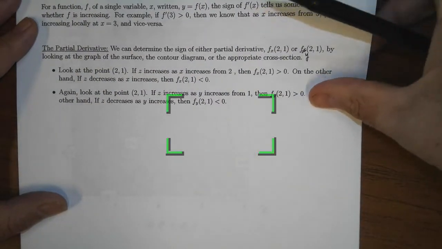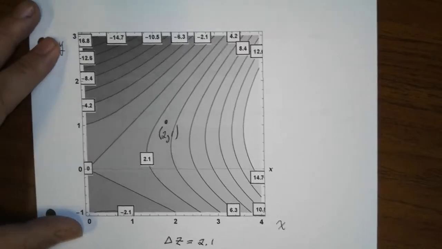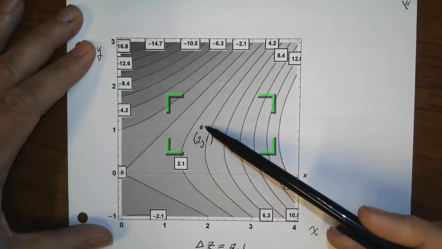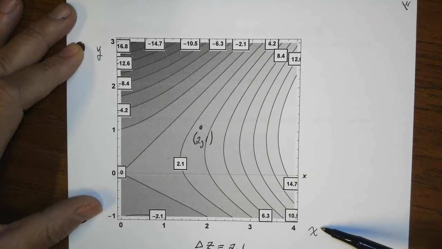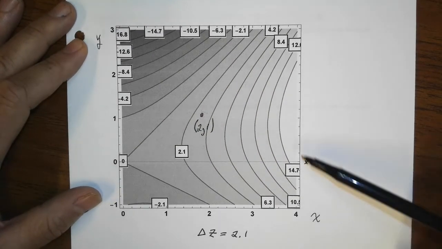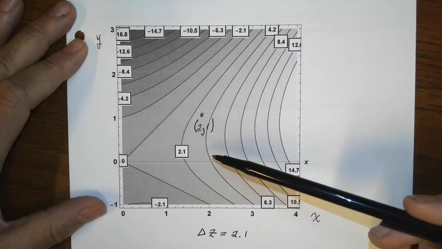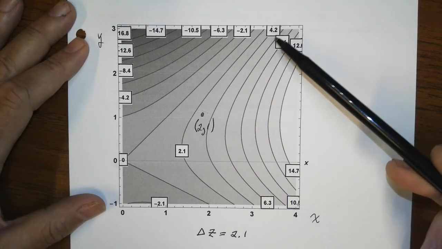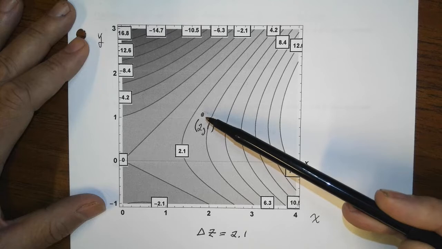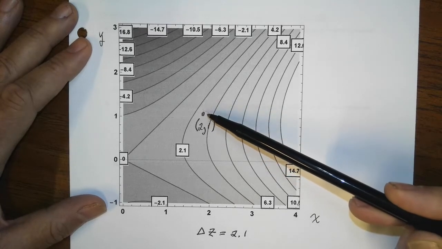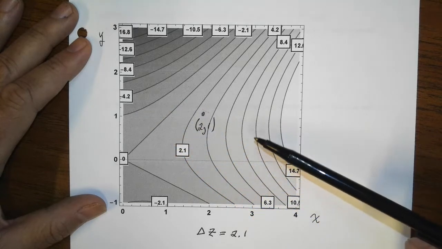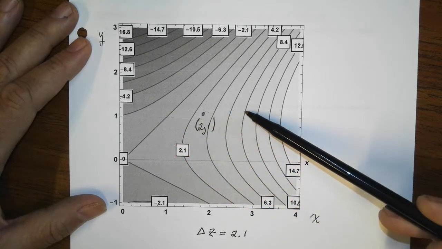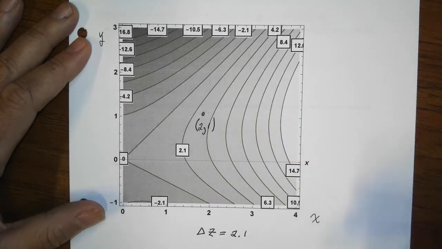But still another indicator is to look at the contour diagram. Here's the point 2, 1. I've labeled my y-axis, I've labeled my x-axis. I've created a contour diagram using Mathematica where the change in z between successive contours is 2.1. So let's look at what's happening at 2, 1. Let's say y is fixed at 1 and x increases. If x increases, my z values go up.